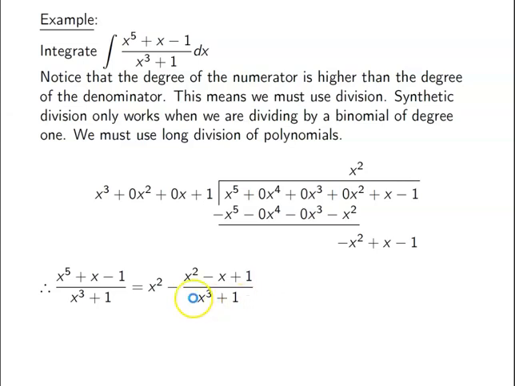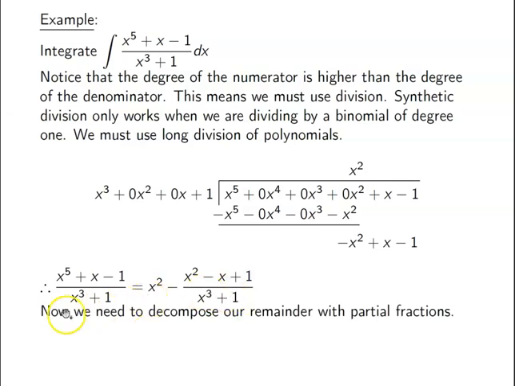Whenever you have a cubic, you'll always have at least one real factor. So that's why we can always factor this once we get to a cubic or fourth degree. We should always be able to factor at least a little bit also. Well, no, actually, that's not true. So let's go ahead and go through this. Now we need to decompose our remainder with partial fractions, right? So this remainder over the denominator.